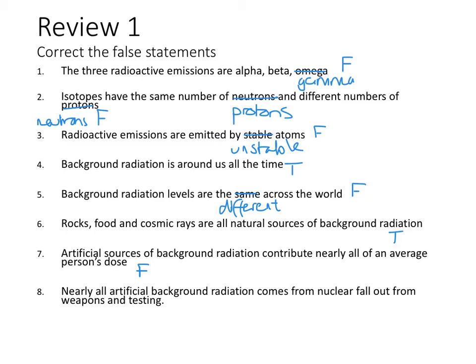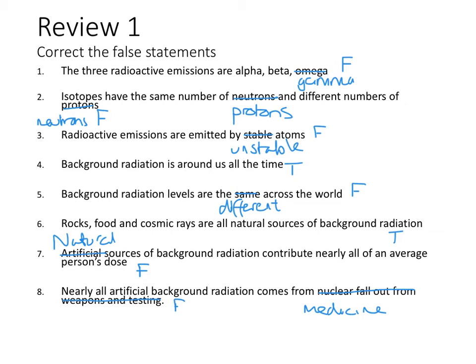We can change that to natural. Natural sources of background radiation contribute nearly all of an average person's dose. Nearly all artificial background radiation comes from nuclear fallout from weapons and testings. Okay, that is incorrect. So that's a false one. We'll cross that out and we can put medical sources or medicine.